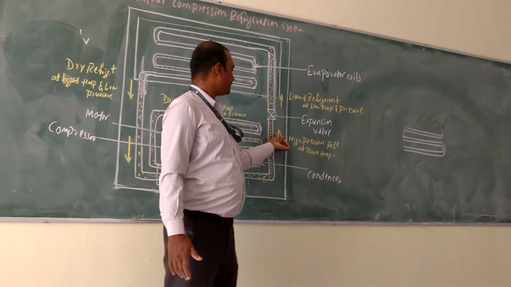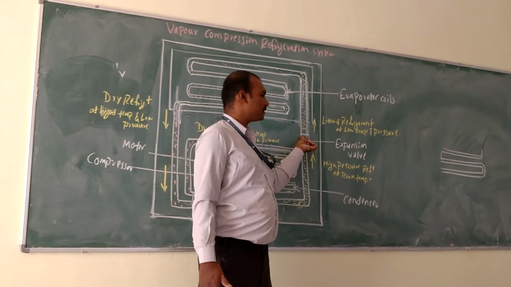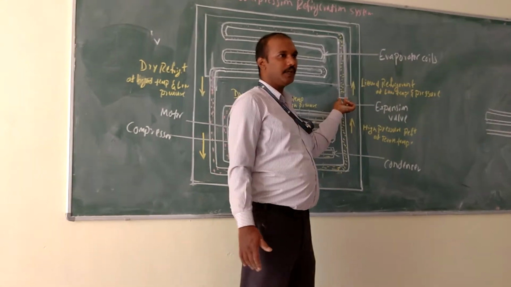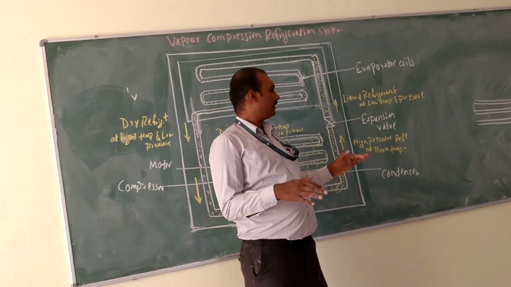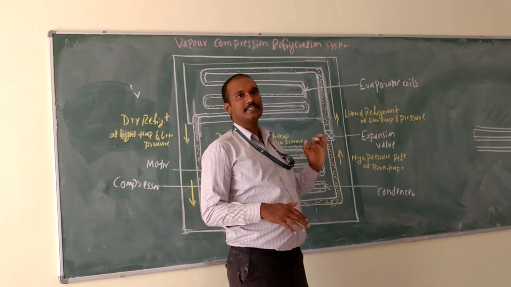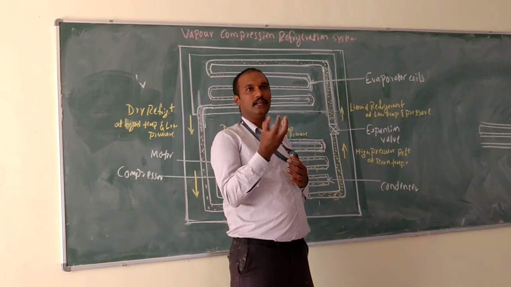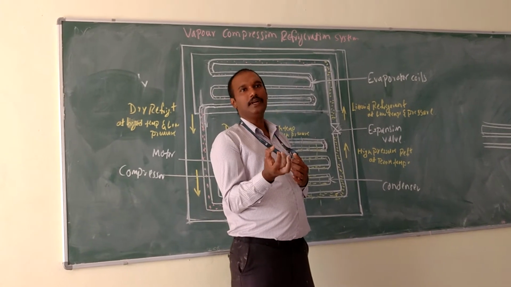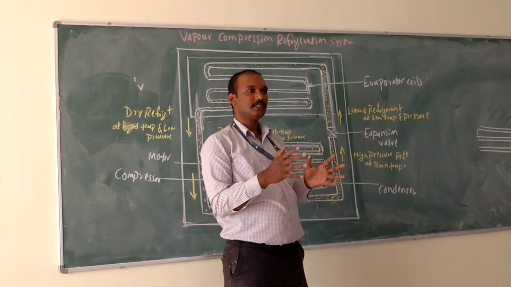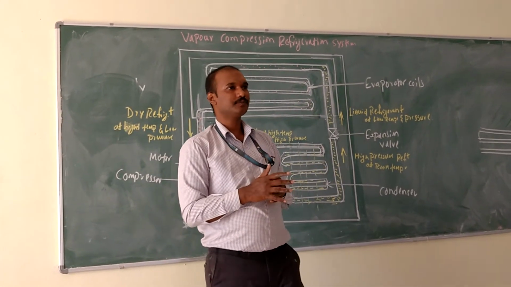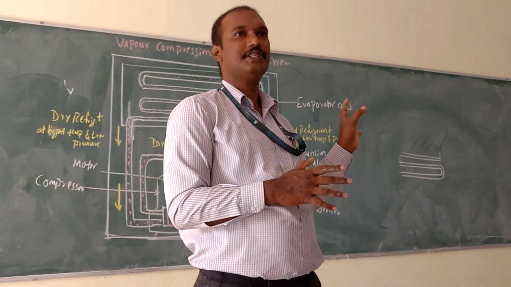Then the high pressure, room temperature refrigerant passes to the expansion valve, and the pressure gets reduced. So when it leaves the expansion valve, what is the condition of the refrigerant? It will be low temperature, low pressure liquid refrigerant. Again, it will be passed to the next cycle. Like this, the cycle will keep on repeating. This is the function of the vapor compression refrigeration system.